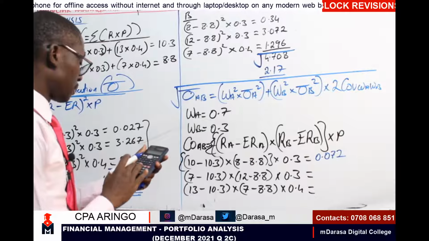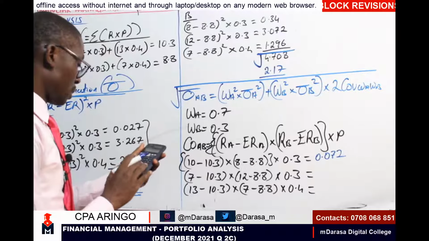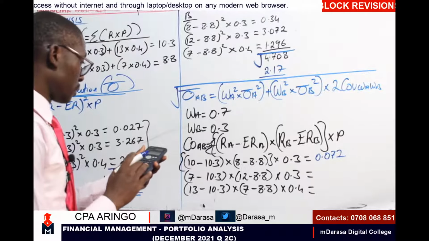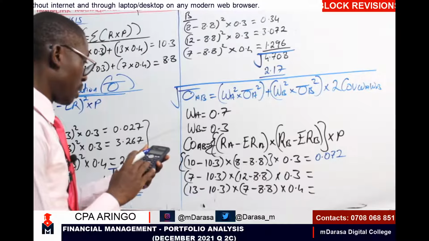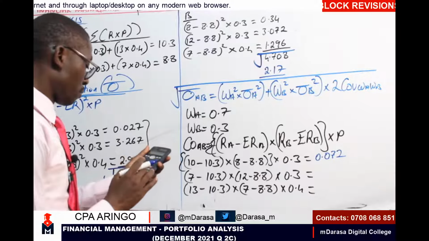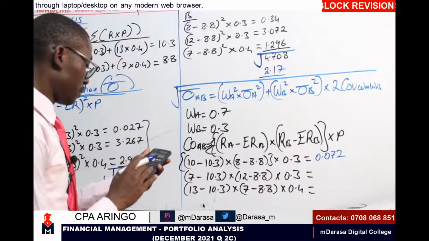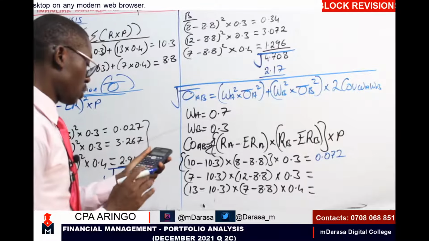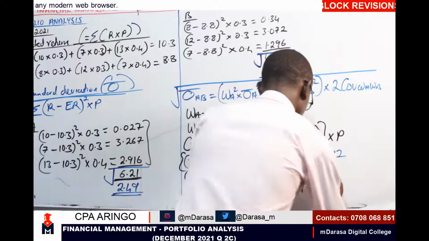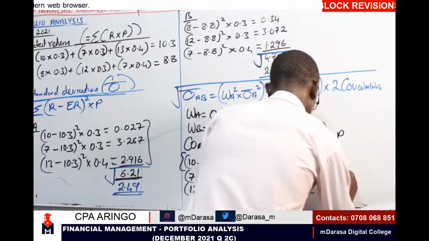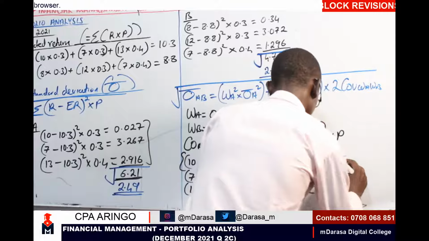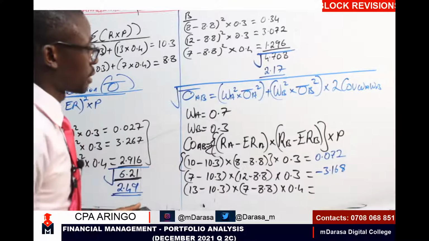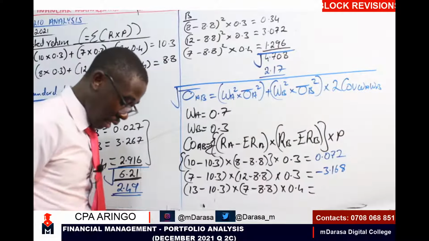The other one we are talking of 7 minus 10.3. Of course, we multiply by 12 minus 8.8 times 0.3. That should give us how much? Minus 3.168. Correct?